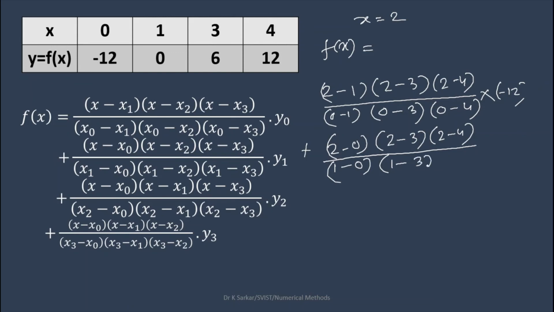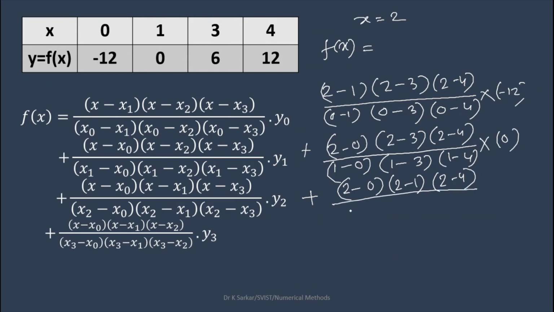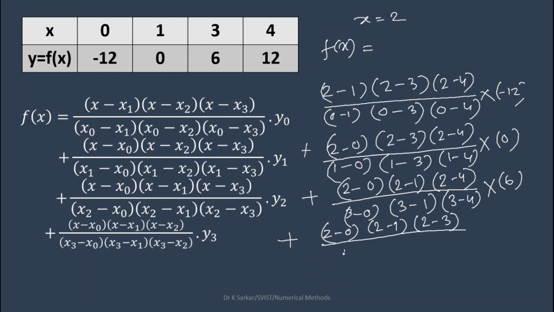3)(1 minus 4) multiplied by 0, plus (2 minus 0)(2 minus 1)(2 minus 4) divided by, x2 is 3, so (3 minus 0)(3 minus 1)(3 minus 4) multiplied by 6, and plus (2 minus 0)(2 minus 1)(2 minus 3) divided by (4 minus 0)(4 minus 1)(4 minus 3) multiplied by 12. If you calculate it, you will have the answer 4.